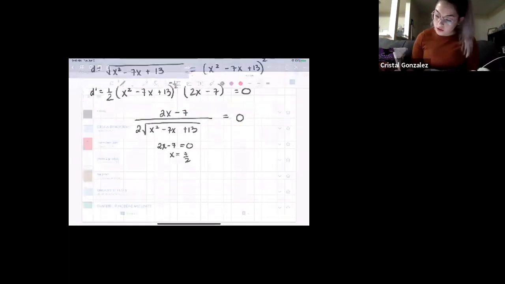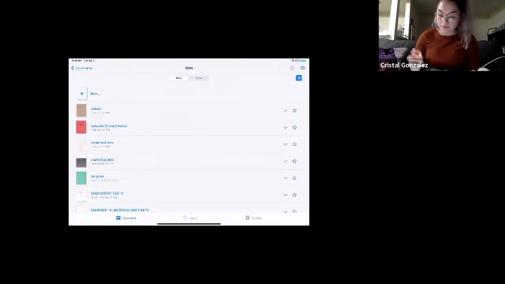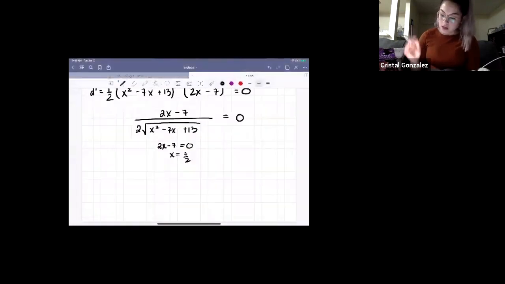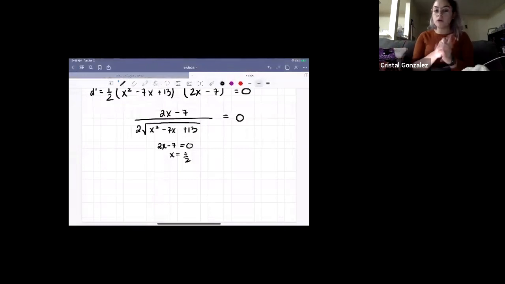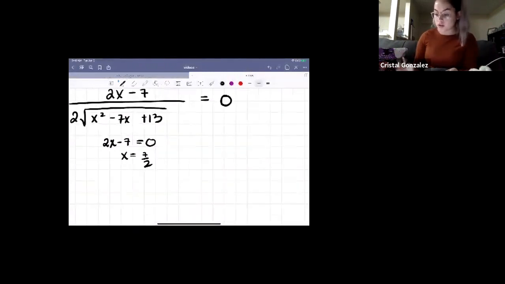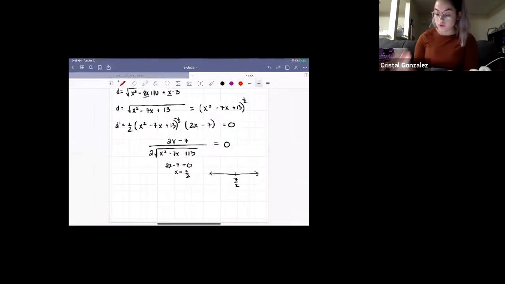And just for practice, go ahead and check that it's a minimum, because it's good practice for these problems, and it's good practice if I ask you for the mins and max of any problem. So, just keep practicing, it's good. So I have my 7/2 here, and I need to check it on the derivative over here. Our derivative was d prime, so we're going to check it on d prime.